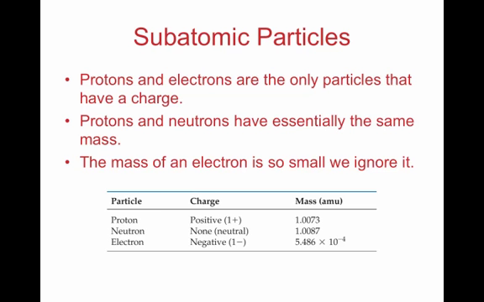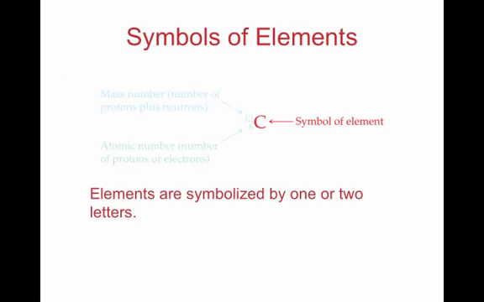The electrons are very, very small. As a matter of fact, we don't even consider their mass when looking at different atomic masses. The electrons are located in the electron cloud, and they have a negative charge equal to that of a proton. Their mass is much, much smaller. Now, we know that all of these subatomic particles make up the elements.